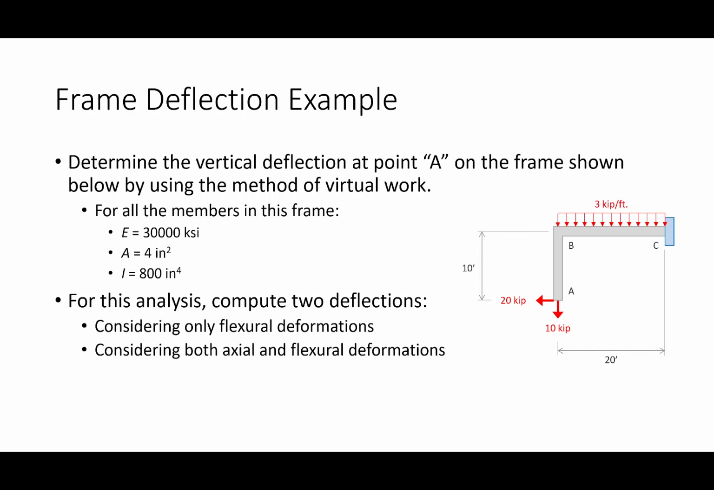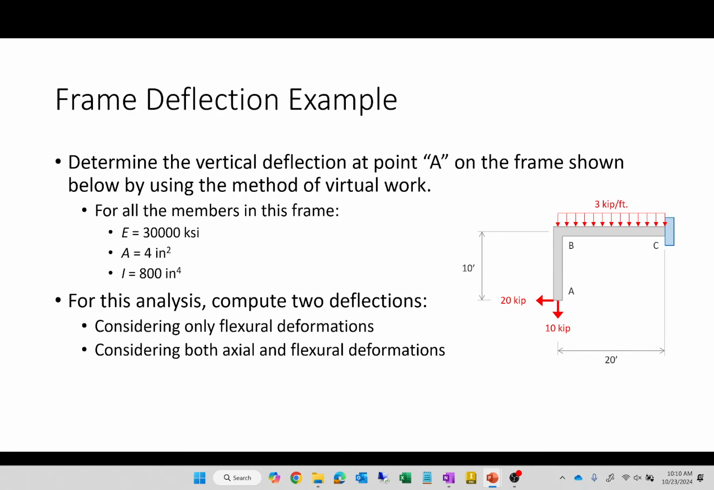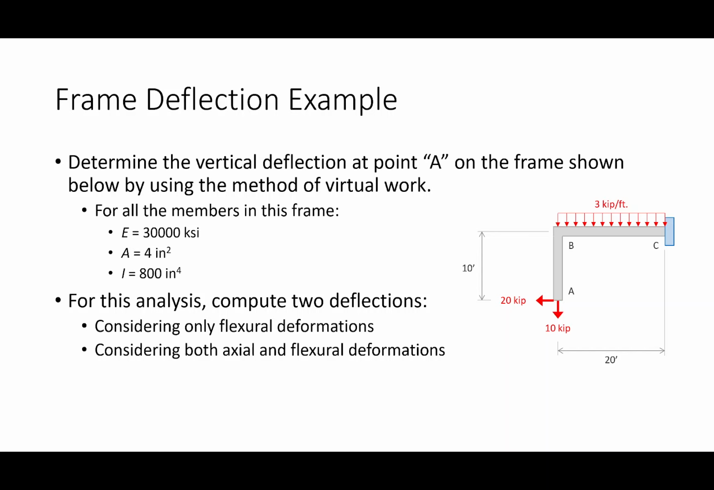Okay? For the members in this frame, I'm giving you some values, which I'm going to talk about here in a little bit. But I've got an element which is made out of maybe a high-grade steel because the E value is 30,000 KSI, and I'm giving you an A value of 4 square inches and an I value of 800 square inches. Now let me actually talk about those values here in a little bit. Okay, actually let's do it now.